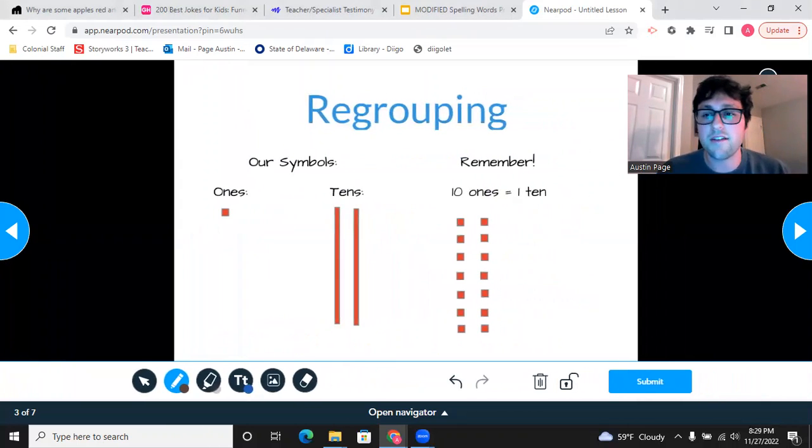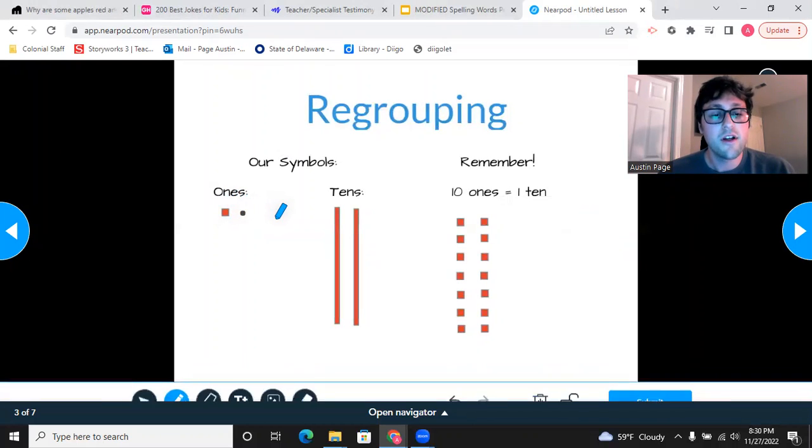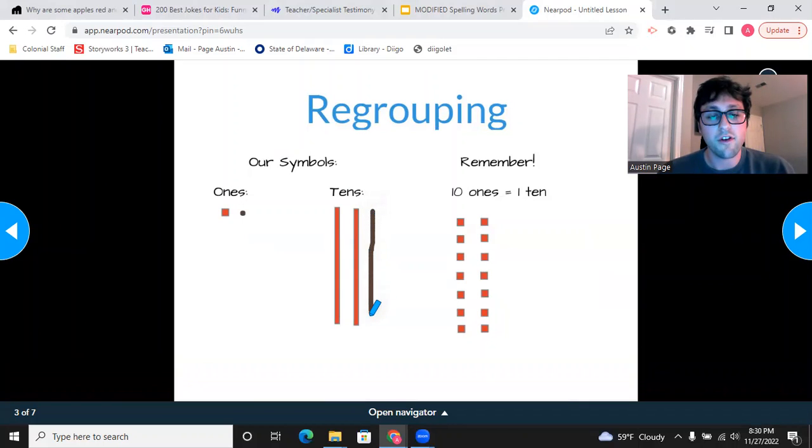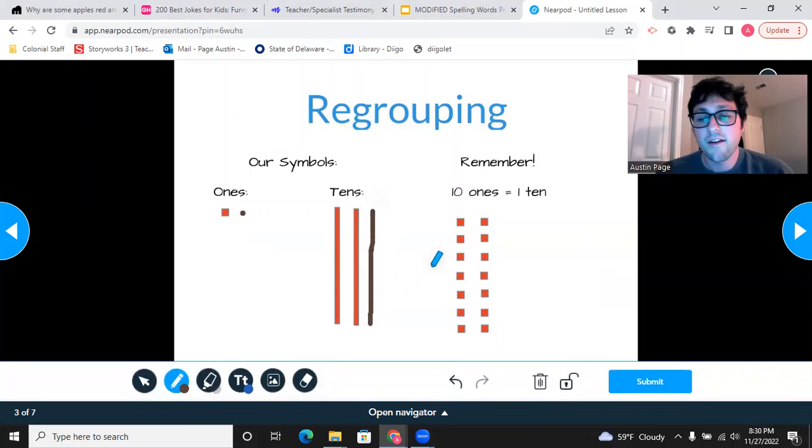There's some symbols we need to know when we are going to be solving our regrouping problems. We have seen these symbols before in my third grade room. Right here, this is a 1. It's a square by itself. Sometimes we'll just draw a little dot like this too. Those are both 1s. And then we have our 10s right here. I have 2 10s, which would be 20 total. And then you could also draw it yourself. A big line is a 10 like that.